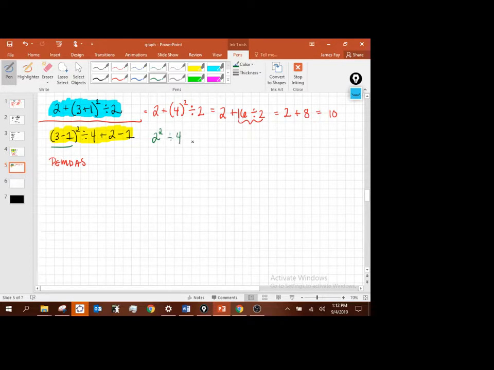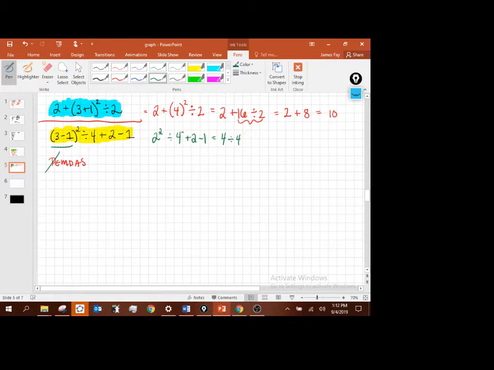Divided by 4. Plus 2 minus 1, right? Now what do I got to do? 2 squared. Right, we did the parentheses, so now we move on to exponents. So we'll do 2 squared, which will give me 4.